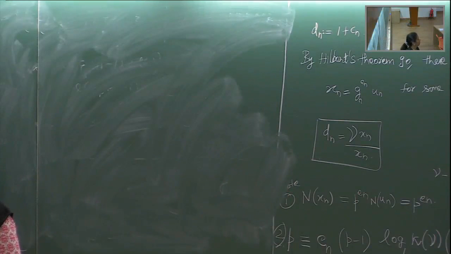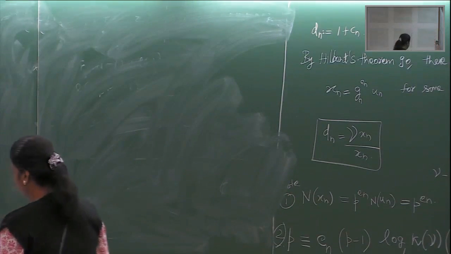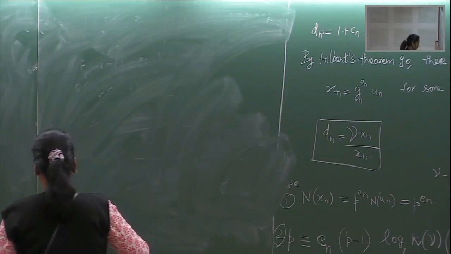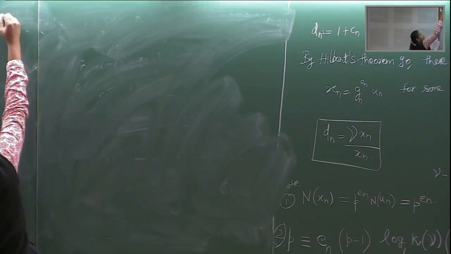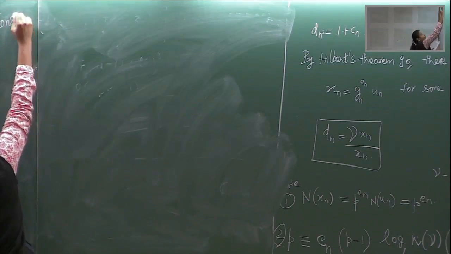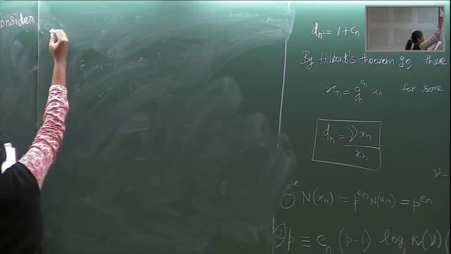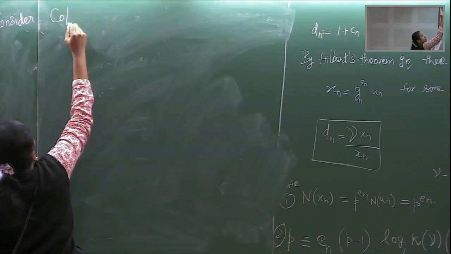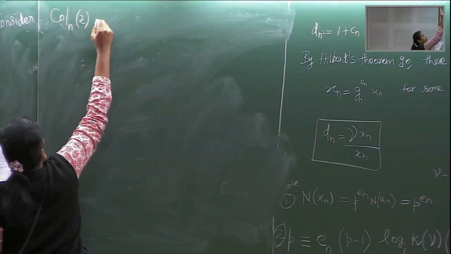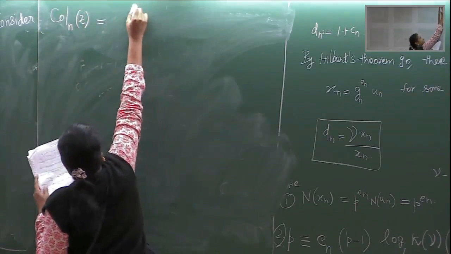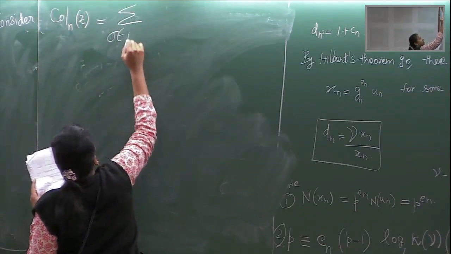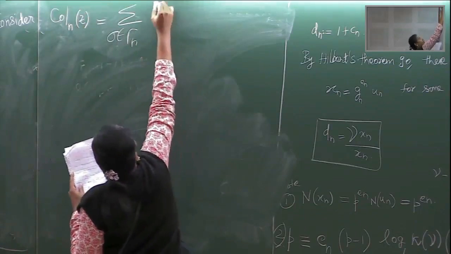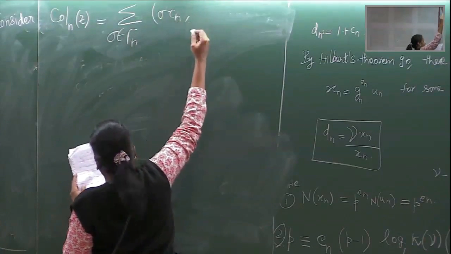Can you see here or should I erase and write it there? You can see, okay. So now consider the Coleman map. This is defined as all elements varying over Gamma_n.